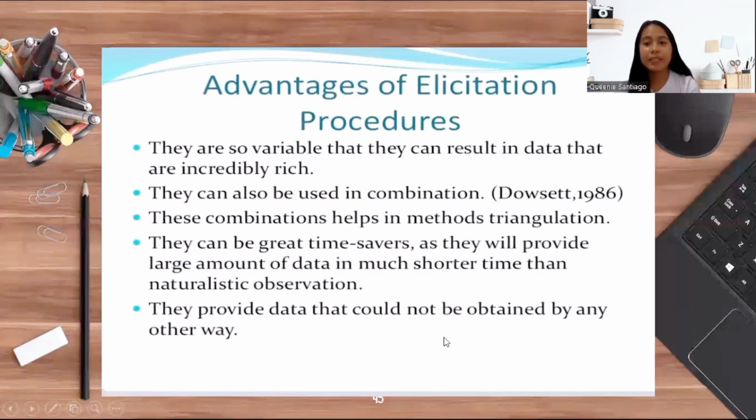So, the advantages of elicitation procedures: they can result in data that are incredibly rich. They can also be used in combination. These combinations help in methods triangulation. They can be great time savers as they provide a large amount of data in a much shorter time than naturalistic observation. They provide data that could not be obtained in any other way.